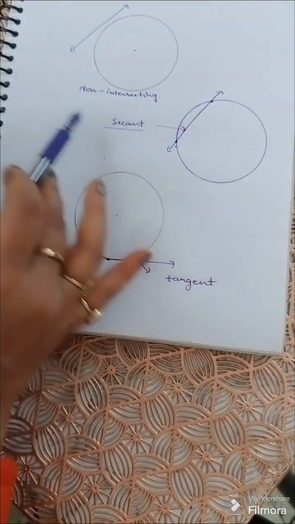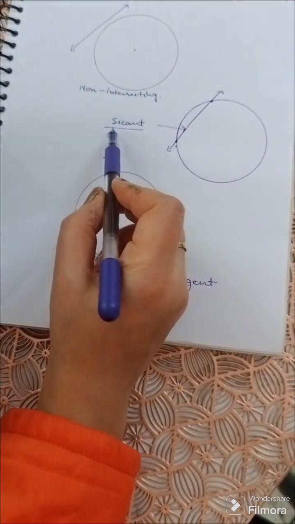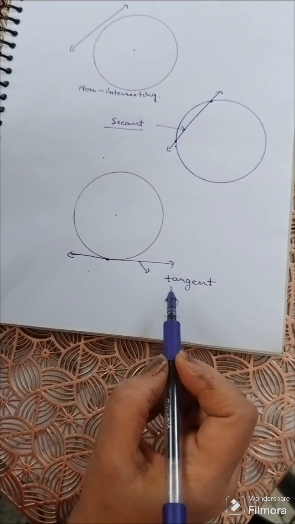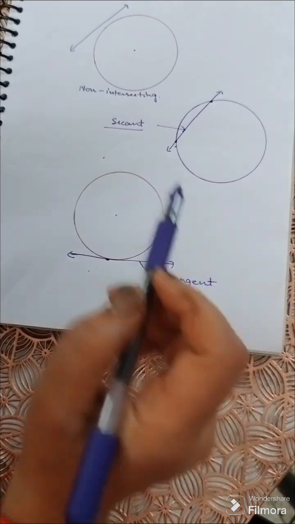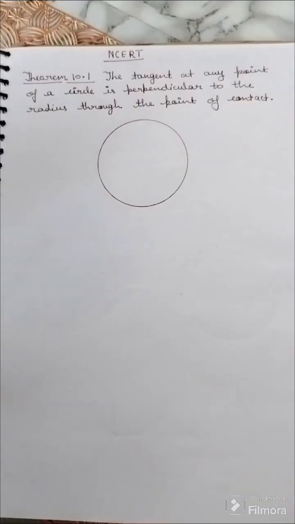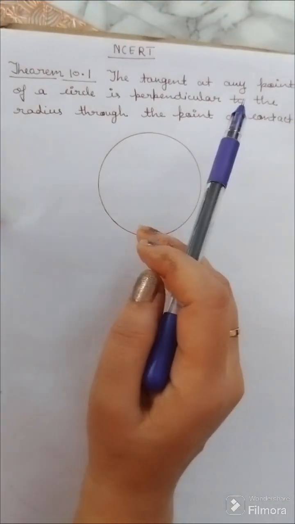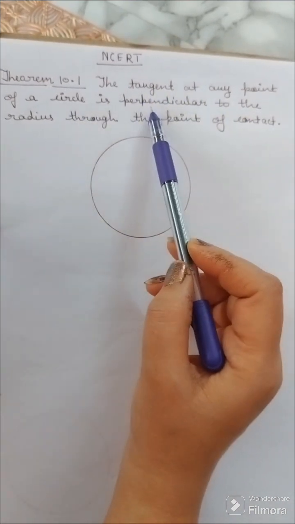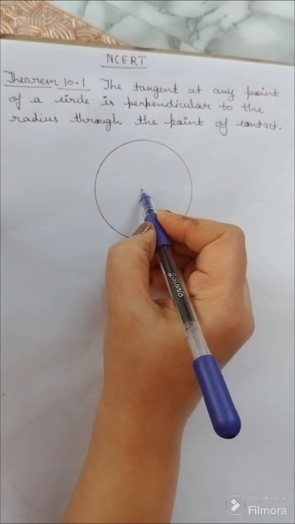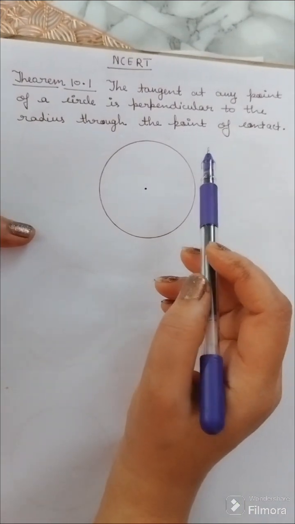A non-intersecting line has no connection with the circle. We will not be studying any theorems related to non-intersecting lines. But if we have a secant line, if we have tangents, we are going to study some theorems about tangents and secants. Let's start with theorem 10.1. That is, the tangent at any point of a circle is perpendicular to the radius through the point of contact.